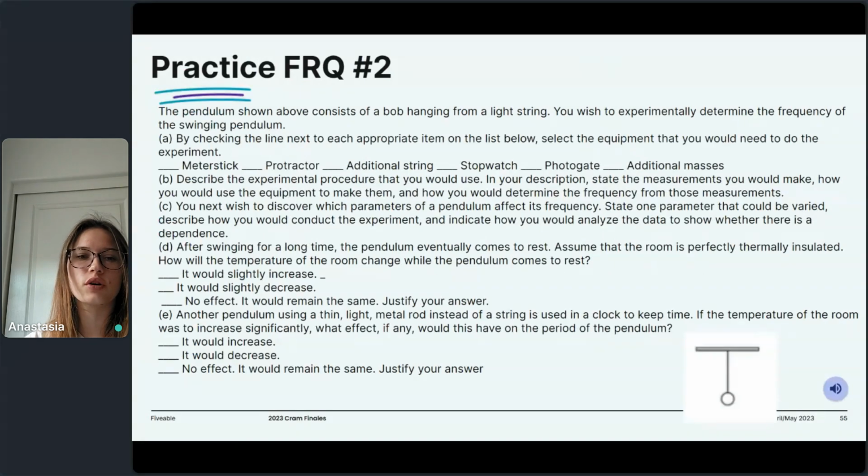All right, for B, you're going to describe the experimental procedure that you would use. In your description, state the measurements you would make, how you would use the equipment to make them, and how you would determine the frequency from those measurements. We're going to be doing an explanation for stopwatch, but as long as it's logical reasoning for why you would want to use a meter stick, additional masses, or protractor, you would get full credit. It really just depends on how logical your explanation is. But the stopwatch is definitely the easiest one.